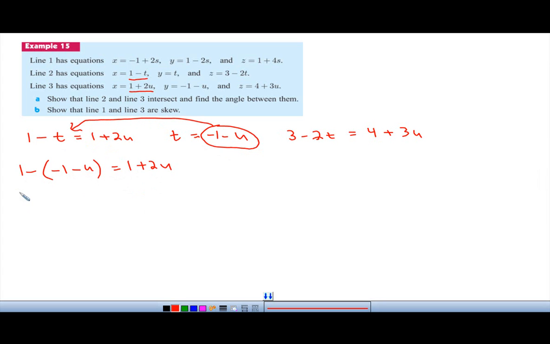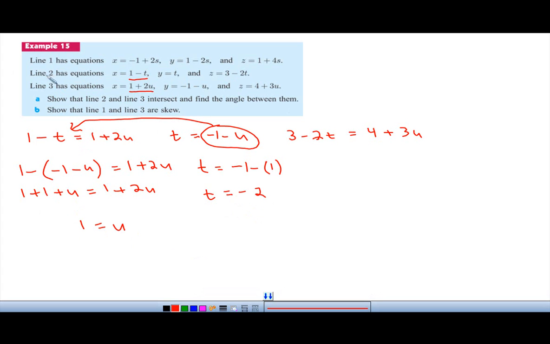So I'm going to solve for u now. So 1 plus 1 plus u is equal to 1 plus 2u. So minus u here, so u is going to equal 1. Okay, so now that I know u equals 1, I can plug it in here to solve for t. So t is equal to negative 1 minus u, which is negative 1 minus 1. So t is going to be negative 2. So now that I know what u and t are, I can plug them back into lines 2 and 3 to find the x, y, and z coordinates.